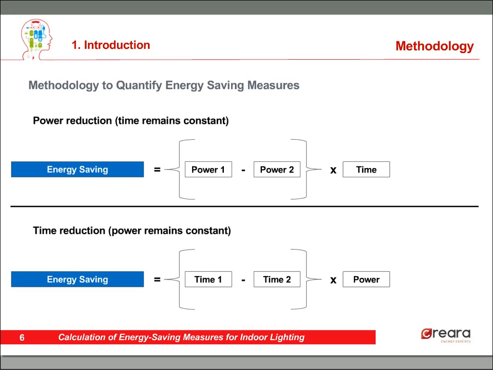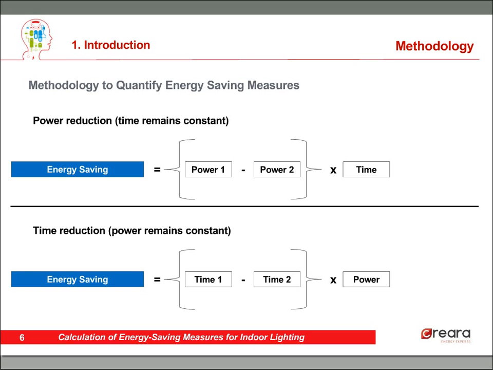Okay, usually one of these variables, the time or the power, can remain constant. If the time remains constant, if we only attack the power, we use the formula at the top of the slide. The energy saving is the time, which remains constant, times power 1, the power before the energy saving actions, minus power 2. And exactly the same if the power remains constant: the energy saving is the power times time 1 minus time 2.